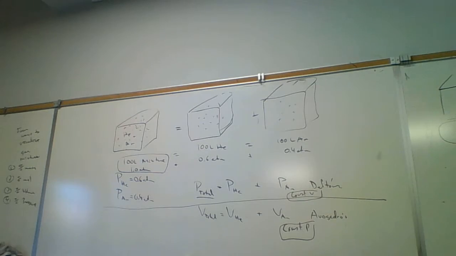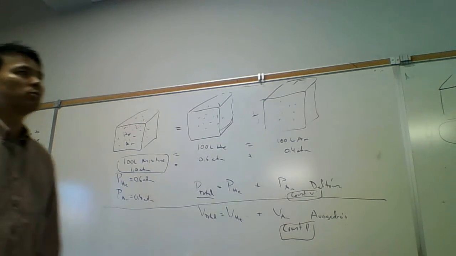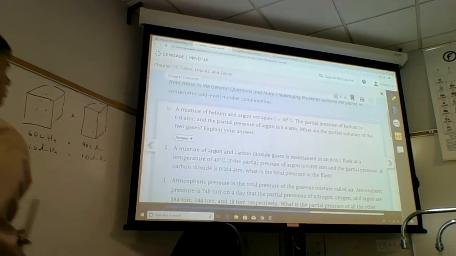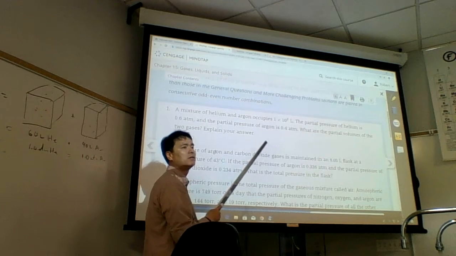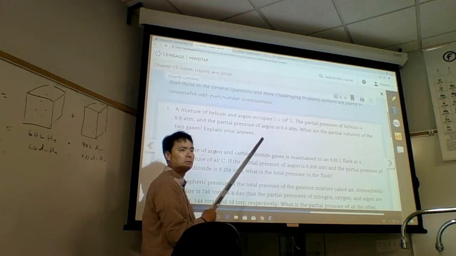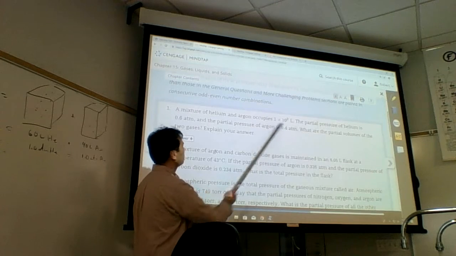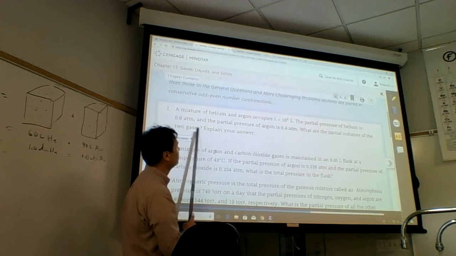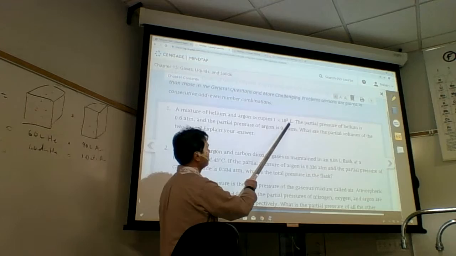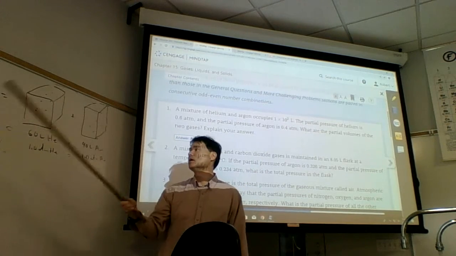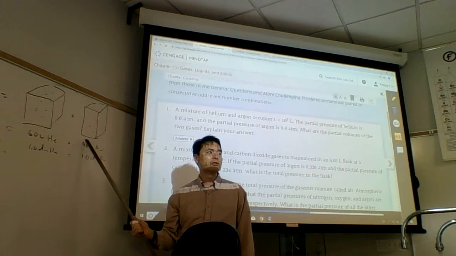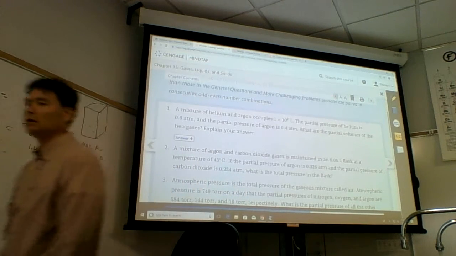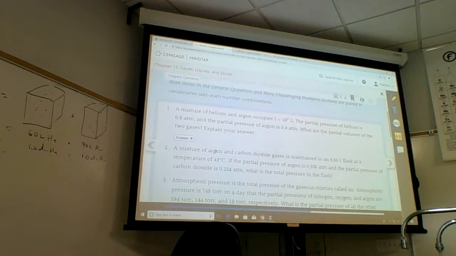And so here they're doing the two ways of visualizing it in problem number one. The first way of visualizing this mixture is via Dalton's. That's 0.6 atmospheres of helium plus 0.4 atmospheres of argon is going to give me 1 atmosphere of mixture. Now they're asking, what are the partial volumes of the gases? Well, if I have 100 liters of gas, then it's got to be 60 liters of helium and 40 liters of argon. And so those would be the partial volumes.